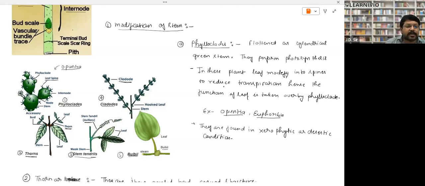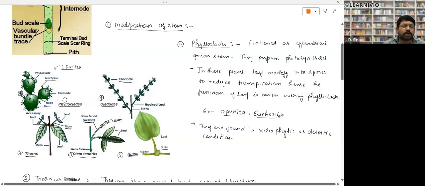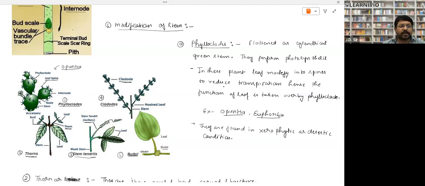Xerophytic plants are found in desert areas. In desert areas, these leaves get converted into spines to reduce the rate of transpiration. Otherwise, the complete water will evaporate and the plant will die. To protect them, the leaf gets converted into spine. Then, who will perform photosynthesis? Here the stem takes the opportunity and behaves like a leaf-like structure and functions for photosynthesis. So functionally they become leaves, structurally they are stems.